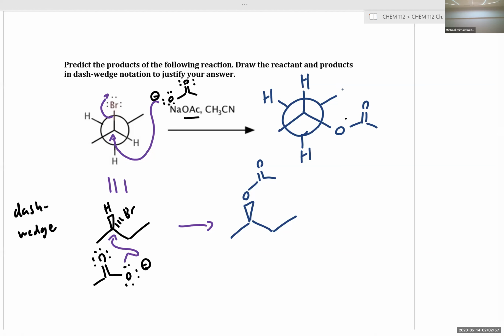Does anyone notice how, in effect, all we've done when we attacked the backside is invert our stereocenter, and now our acetate is pointing, quote unquote, down, while our bromine initially was up in our Newman projection? Does everyone notice how the relative positions of our leaving group and nucleophile are opposite to one another? Does everyone notice that?